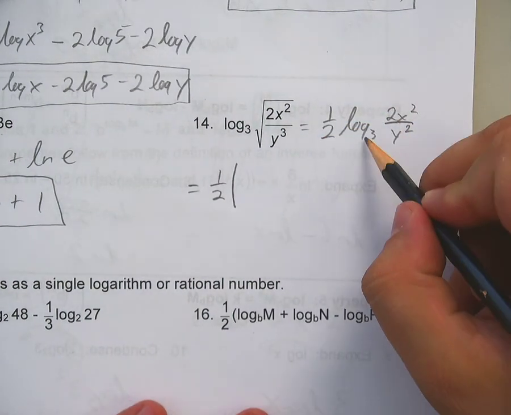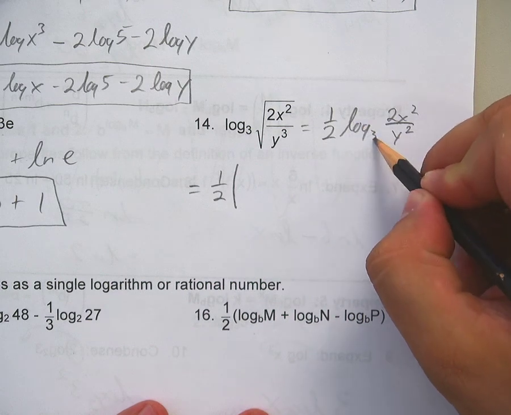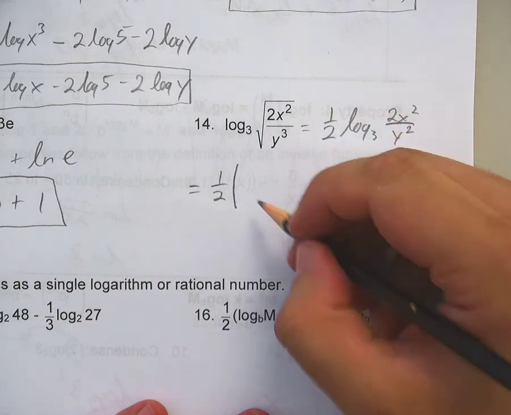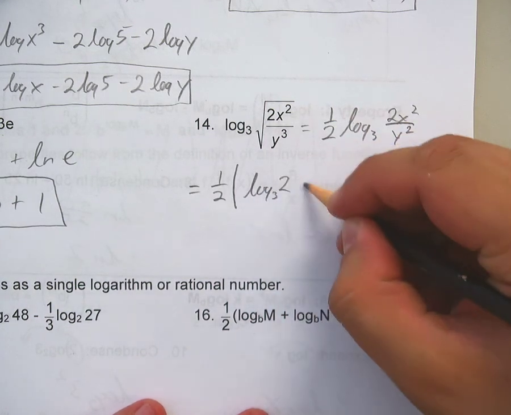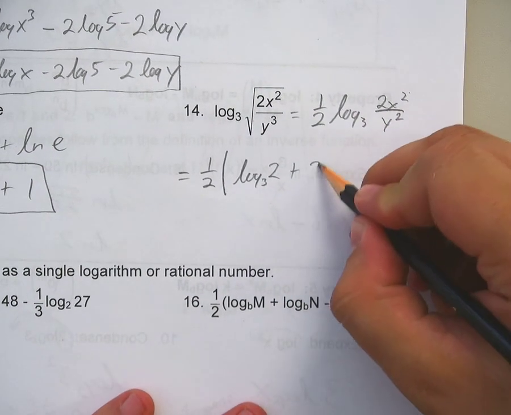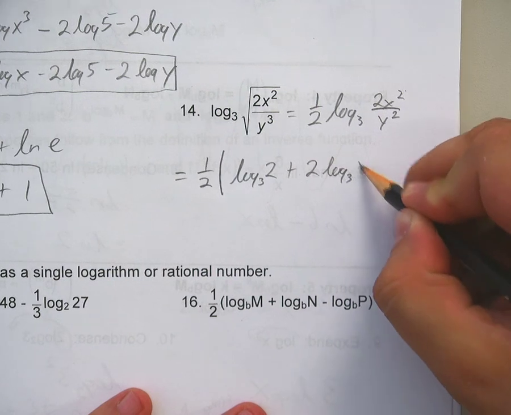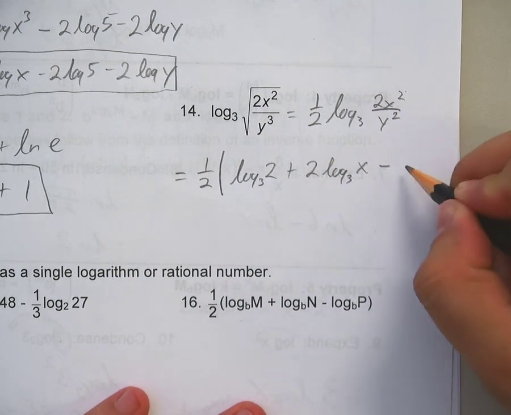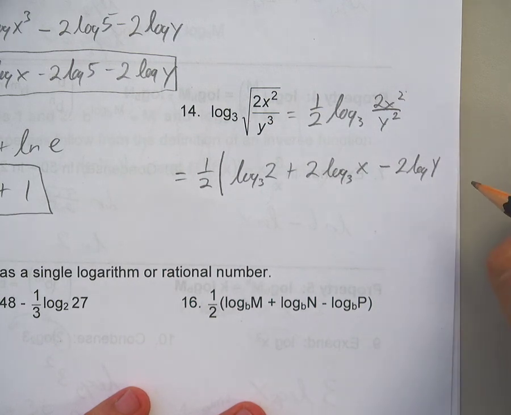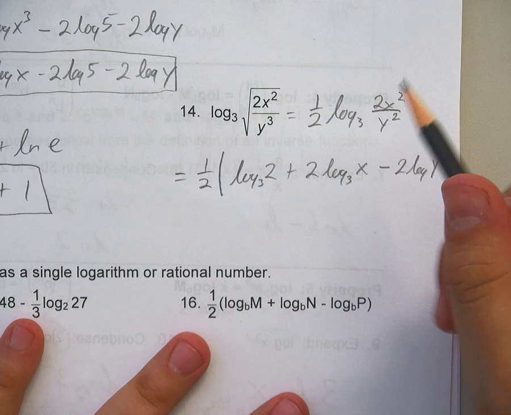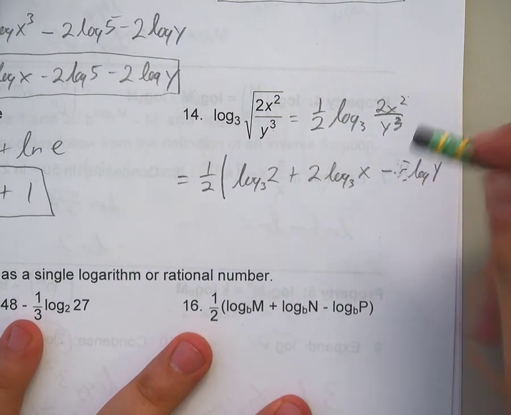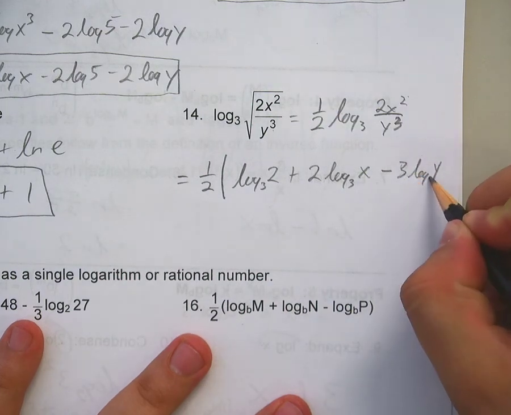Maybe this will help. I've got log base 3 of 2 plus x squared minus y cubed. Log base 3 of 2 x squared will end up being log 3 of 2 plus 2 log 3 of x, minus 3 log y. Where did I get that 2 from? It's 3. From here, I'm sorry. 3 log base 3 of y.